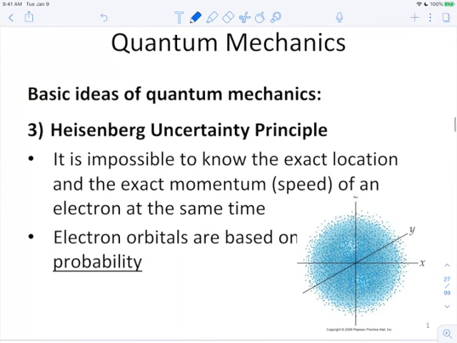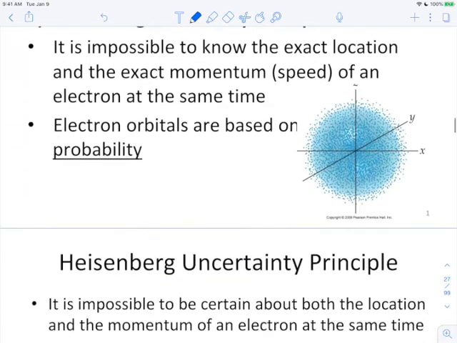Good question. All right, so here again, quantum mechanics, and now we're talking about the Heisenberg uncertainty principle. The principle essentially tells us that we can't know the speed of an electron and its location at the same time. Everything's based on probability. We know approximately how fast it's going, and we know approximately where it is, but this principle tells us the better you know the location, the worse you know the speed.